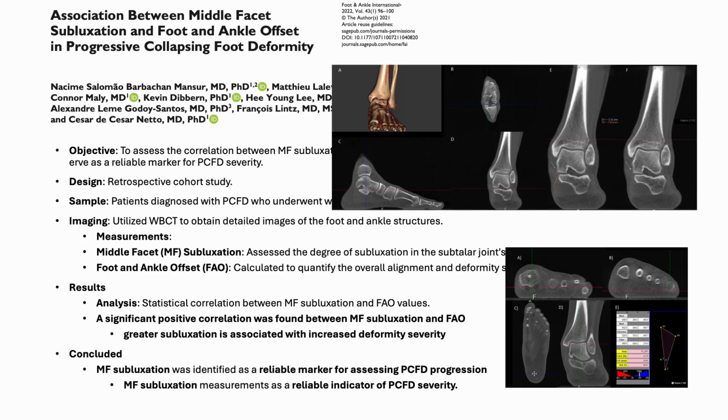They concluded that middle facet subluxation was a reliable marker for assessing progressive flatfoot deformity, and middle facet subluxation is a reliable indicator of deformity severity. So basically, if it gets worse and it's subluxing worse, it's a worse deformity. You may have to do more of a robust correction. That's what it correlates to me. And again, I usually fuse a lot of subtalar joints, so I don't really sit there and stress about it too much for this flatfoot deformity. But it's a good paper. I know my colleague uses this and says, hey, I might fuse a subtalar joint if the middle facet is subluxed a lot. All right, talking about the flatfoot continuing, and then talking about this foot and ankle offset.